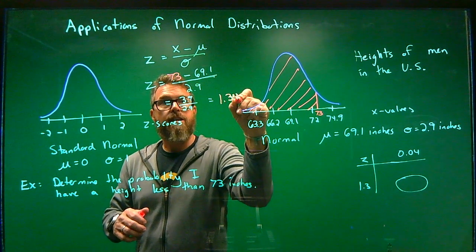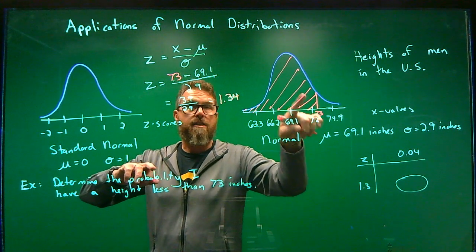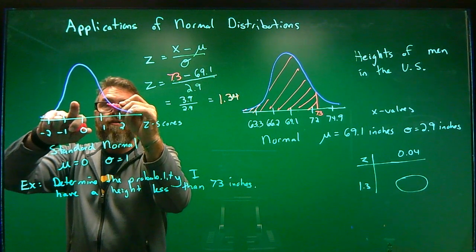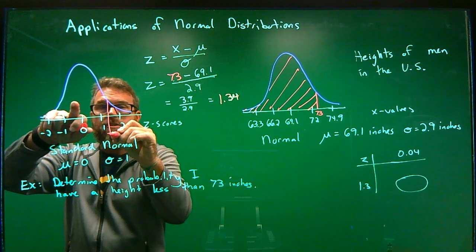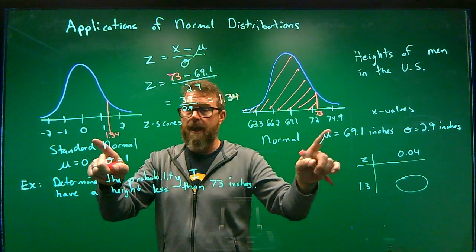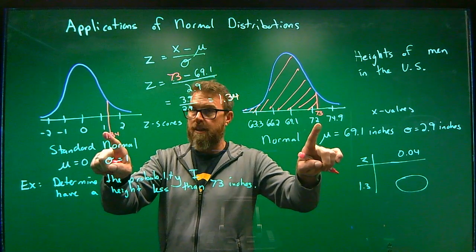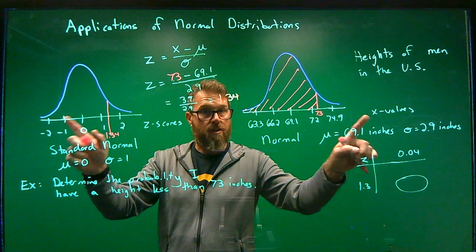So this will give you the area on the heights of men, and this is going to give us the area of 1.34, which is right here. This is 1.34, and you can see that it is located in a very similar spot. I knew the heights of men have a mean of 69.1, and then over one standard deviation, and so on.